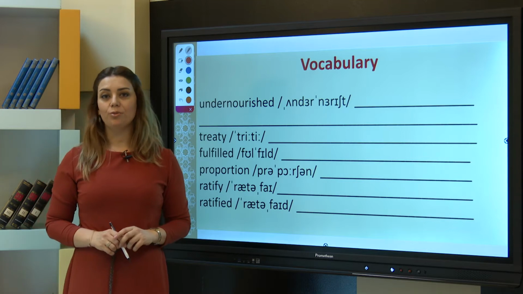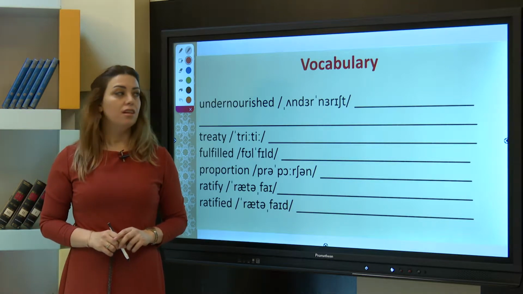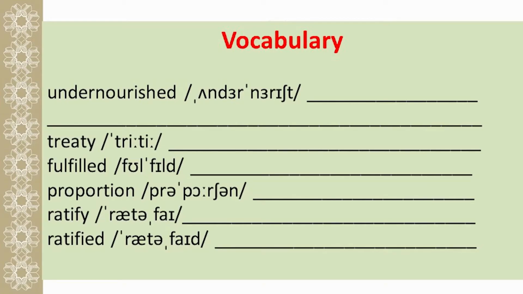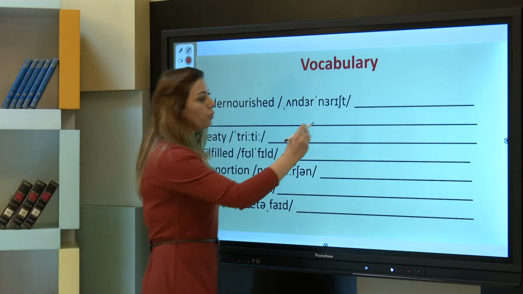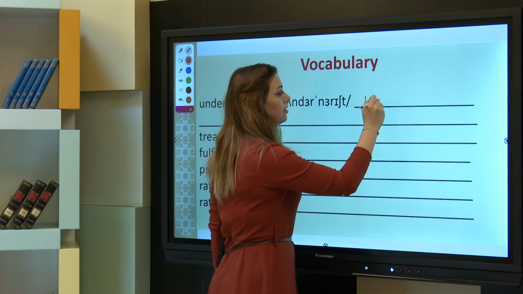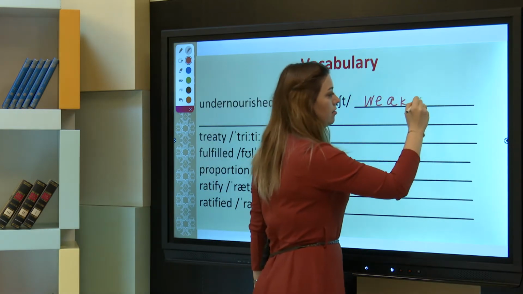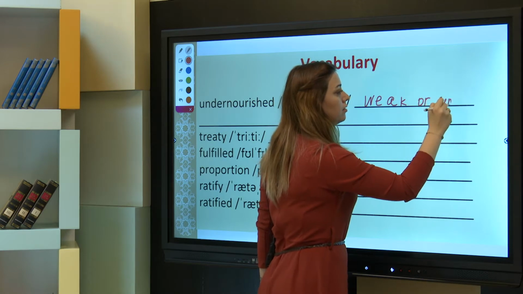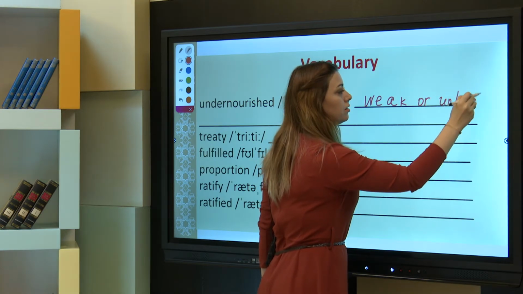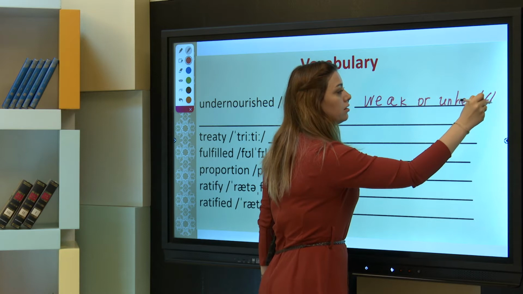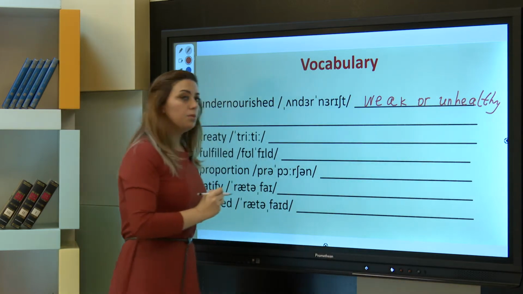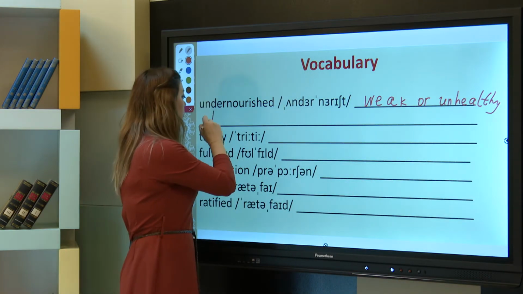Please repeat the word with me. Undernourished. Undernourished means weak or unhealthy because of not having enough food. Let's write weak or unhealthy because of not having enough food.